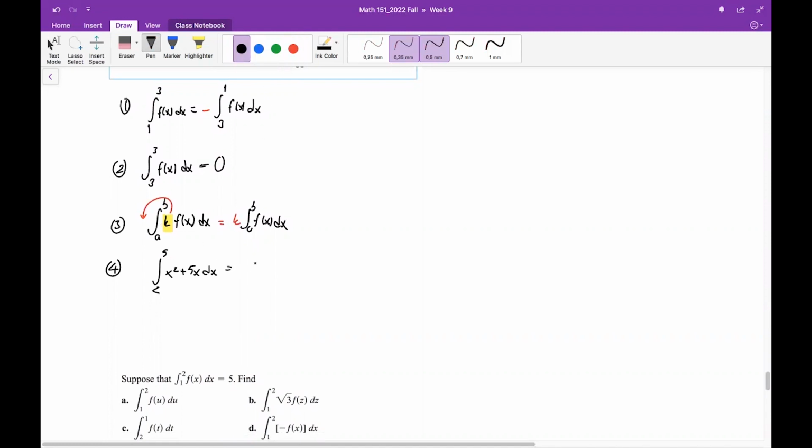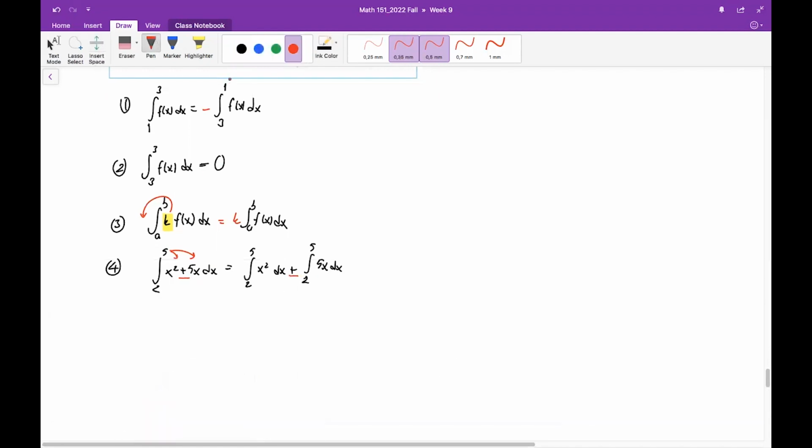Then you can rewrite it as the integral of the first function plus the integral of the second component of this overall sum, which means you can distribute the integral sign over the sums and also over the differences like this. Okay, let's move on to the fifth property. What is it?